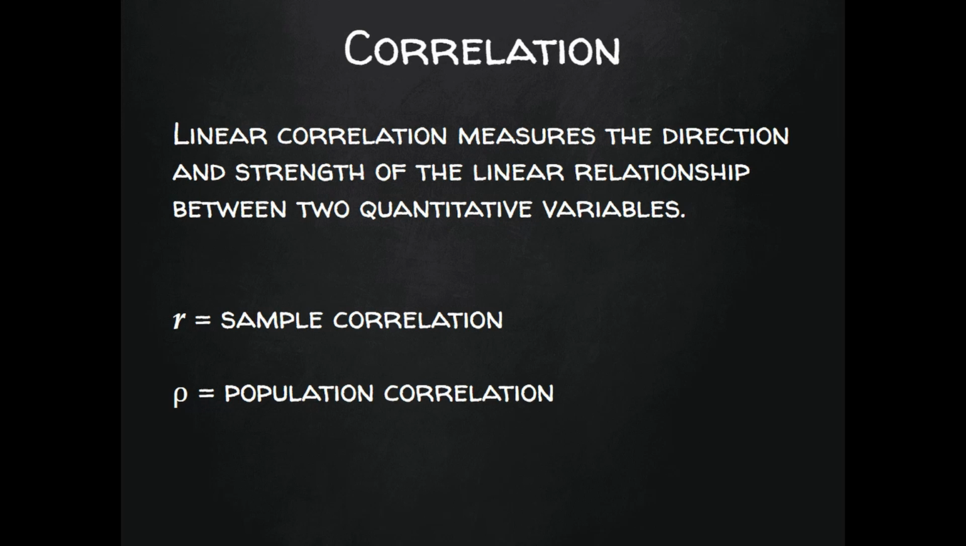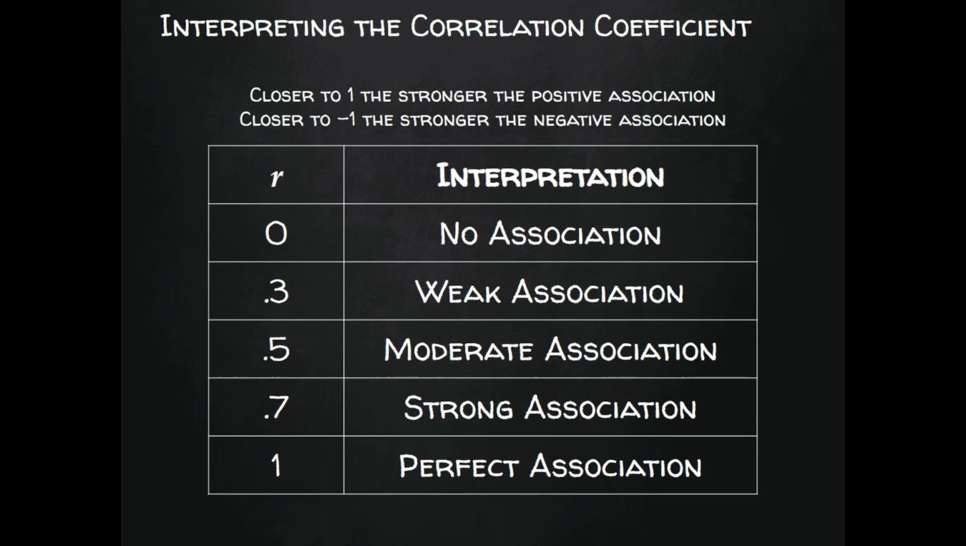We called correlation R previously, but R was really the sample correlation since we were always dealing with sample data. If we ended up with population data, then the population correlation would be rho. It kind of looks like a P, but it's a Greek letter rho. The correlation coefficient is on an interval between -1 and +1. The further it is away from zero, the stronger the linear relationship is between the two variables. So a correlation coefficient of 0 would be no association, where a correlation coefficient of 0.7 would be very strong association.